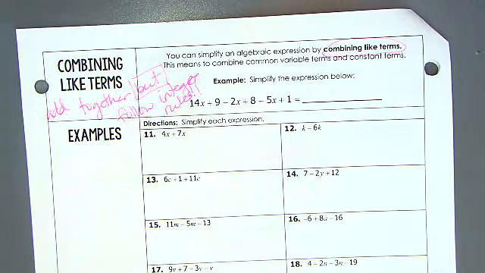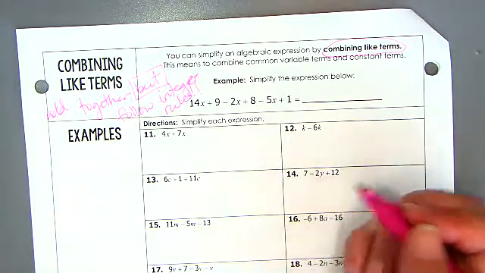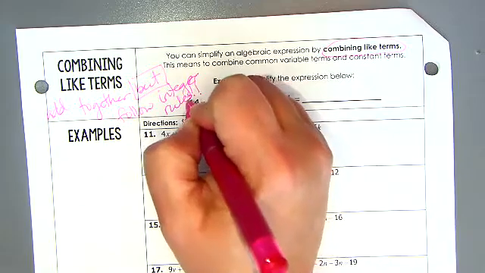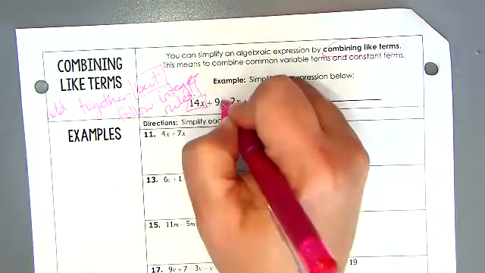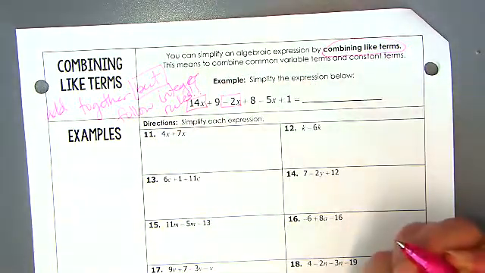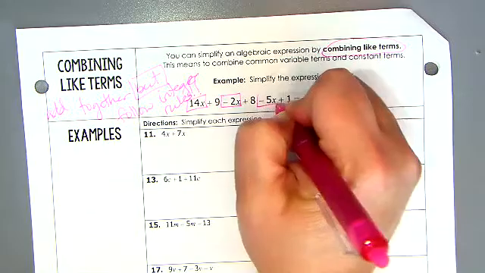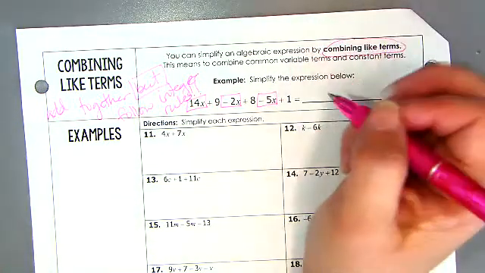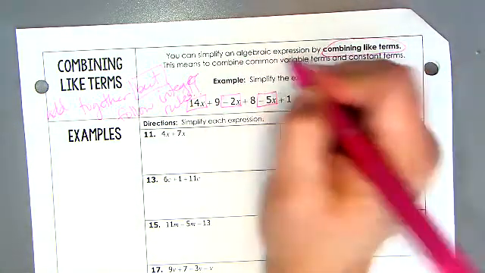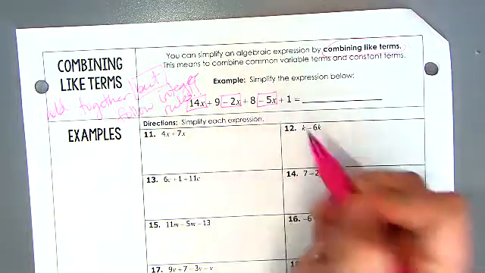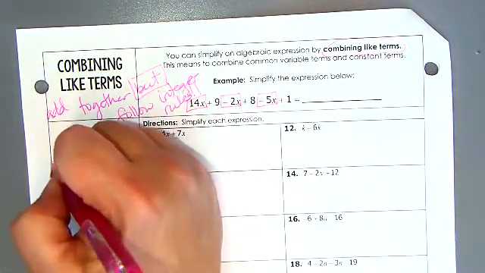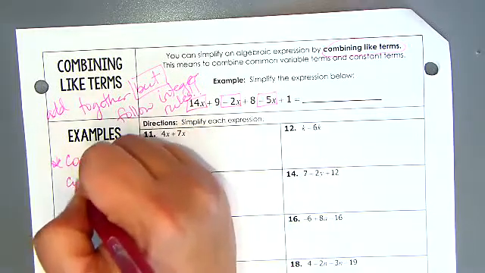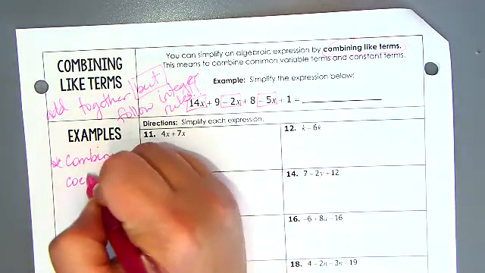So if I'm looking at this example right here, we have 14x and a negative 2x and a negative 5x. The way I'm going to do that is I'm going to set that up as I'm just looking at the coefficients. So we're going to combine coefficients.